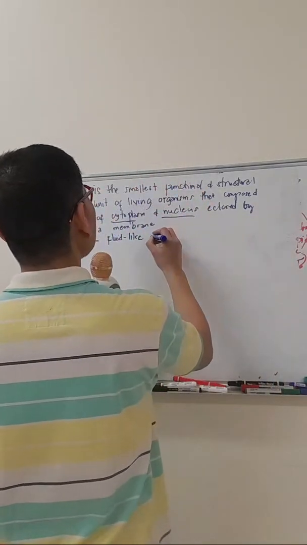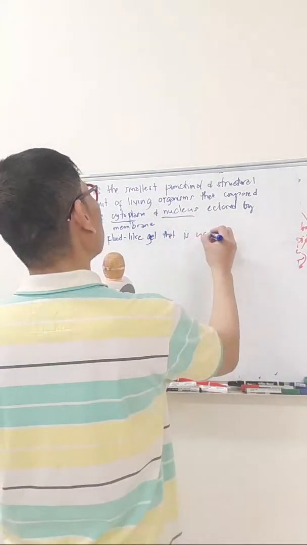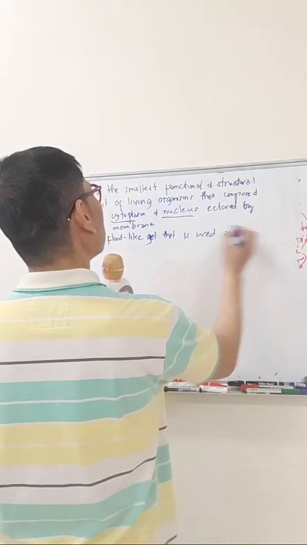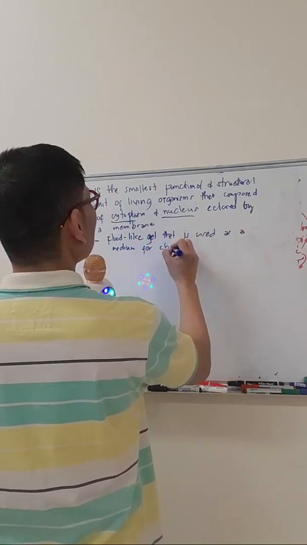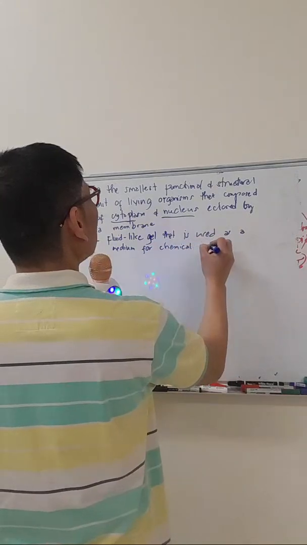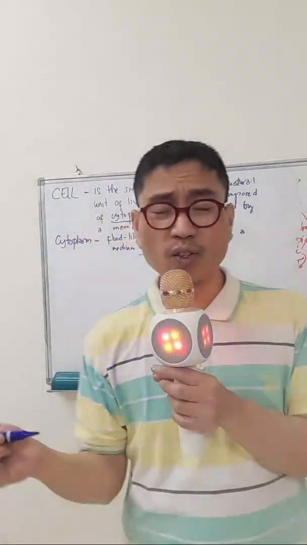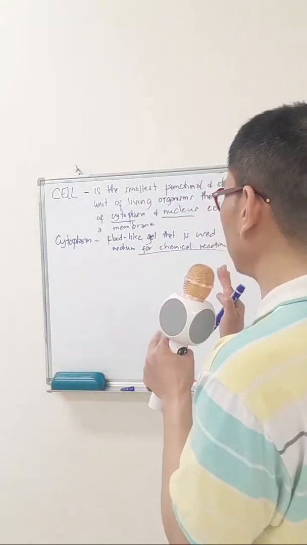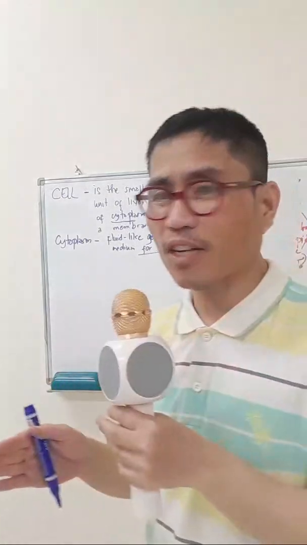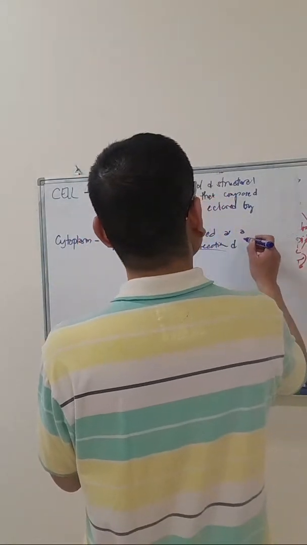Fluid-like gel that is used as a medium for chemical reactions. Very important, right? The chemistry will be here: the lipids, the proteins, the fats, and the acids. This is the medium, meaning a place or region in which the chemical reaction takes place, and it's a function of the cytoplasm. And we need to take care of the cytoplasm inside our cells.